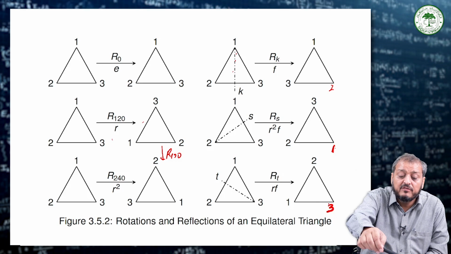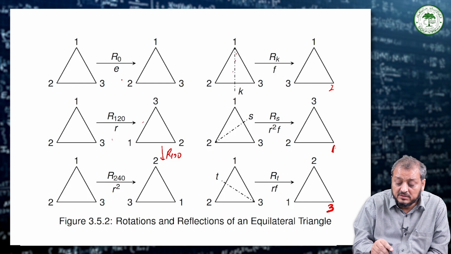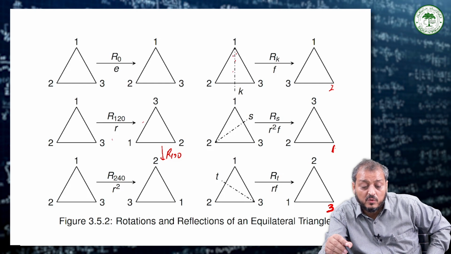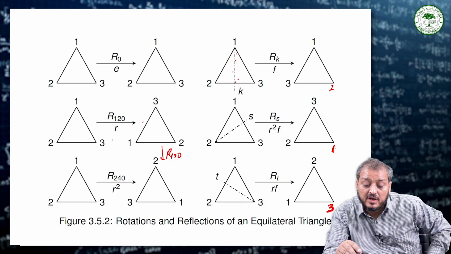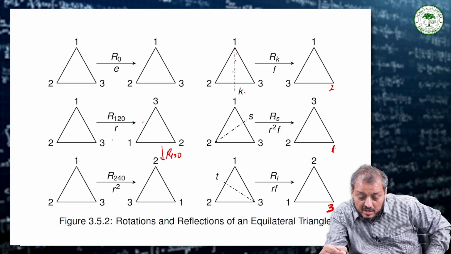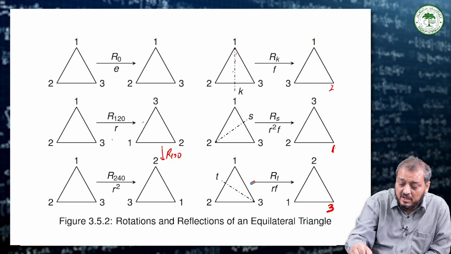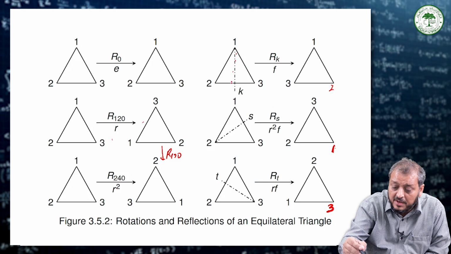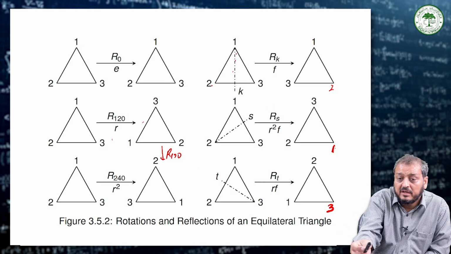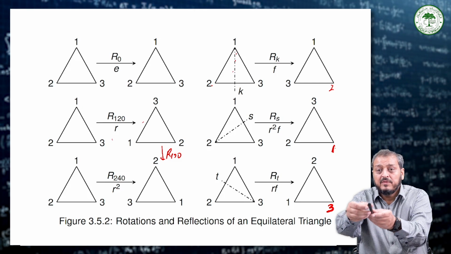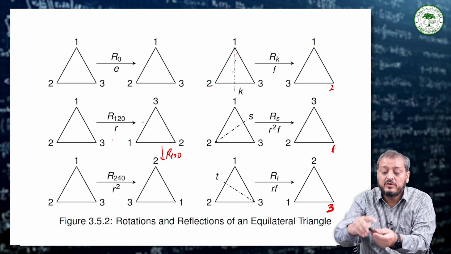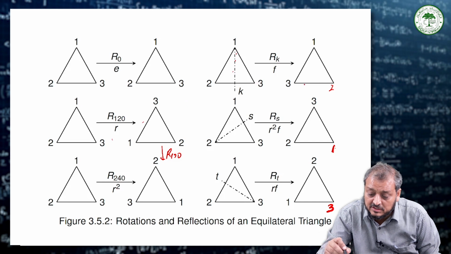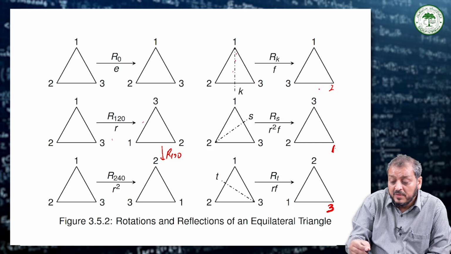So this completes the rotations and now the reflections. Reflecting this, we denote it as F. We reflect about K, and I denote this as K, this as S, and this as T. So this is about K, and then we take the reflection about this. Vertices 3 and 2 are interchanged. So F is equal to this form.